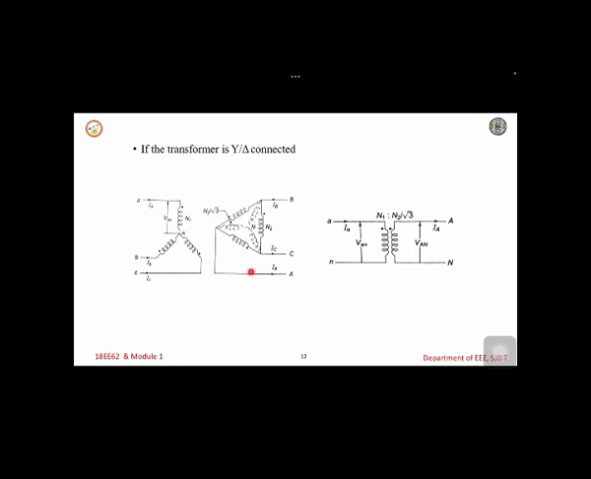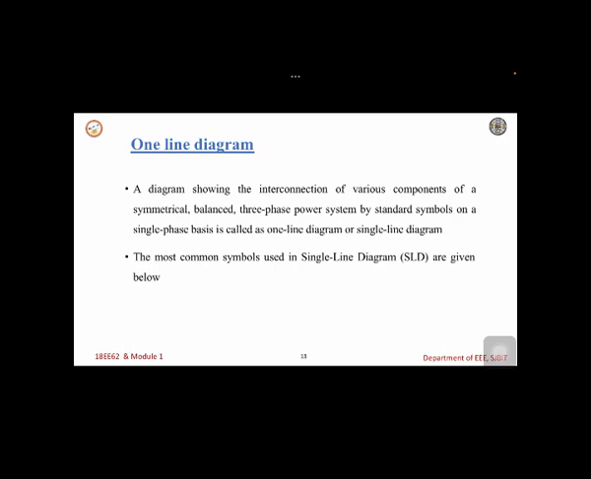Suppose you consider the two-winding transformer of type star-delta, so we can convert that delta connection to star. As you are seeing here, the delta is converted into star. We know how to convert a delta connected network into star. So that can be written as in the previous star-star case, but the only thing here is that we have to consider n2 divided by root 3.